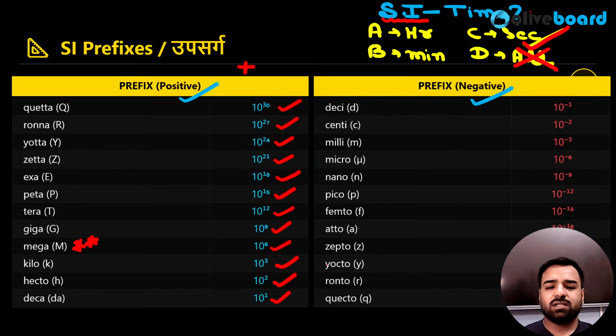What about negative ones? We'll start from 10 to the power 1 only. It's deci when it's 10 to the power minus 1, centi for 10 to the power minus 2, milli for 10 to the minus 3, micro for 10 to the minus 6, nano for 10 to the minus 9, pico for 10 to the minus 12, femto for 10 to the minus 15, sorry, atto for 10 to the minus 18, zepto 10 to the minus 21, yocto minus 24, ronto 10 to the minus 27, and quecto 10 to the minus 30.